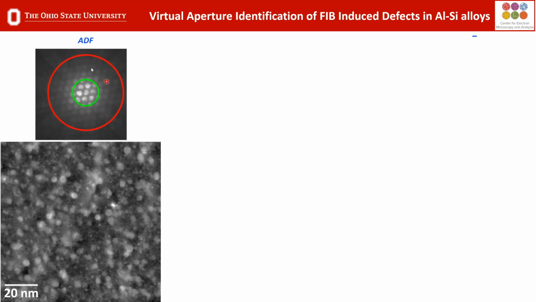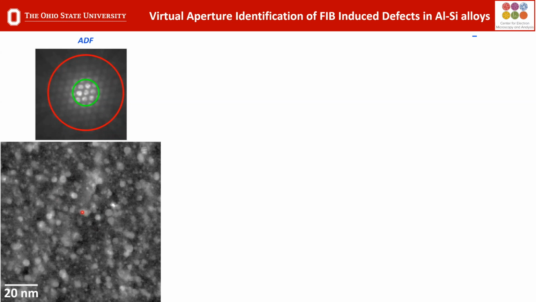Now this isn't really an HAADF condition, it's more of an ADF condition, an annular dark field condition. And what that means is when we do that, we're going to contain more of the diffraction information. So I can't say that the intensity in this image is based on Z contrast. I can't say that these are heavier in elements than the darker region here, but I can tell that there's something there that I'm interested in and I want to know what it is.